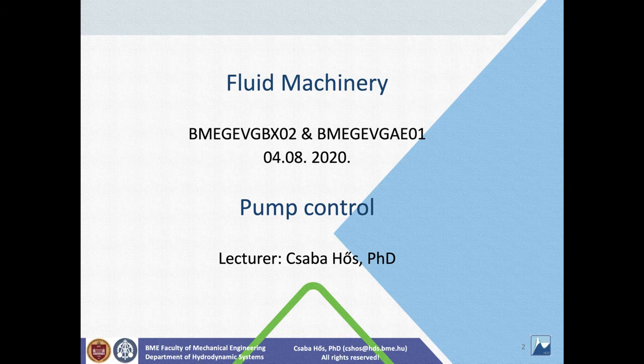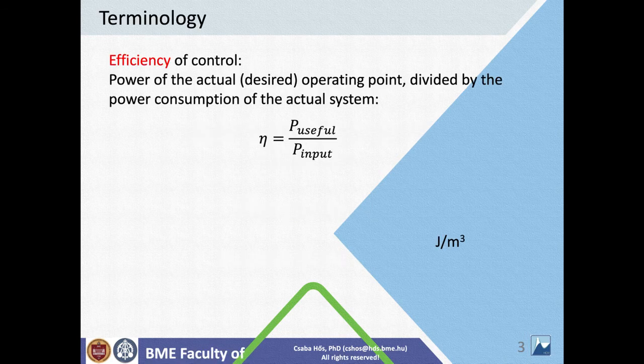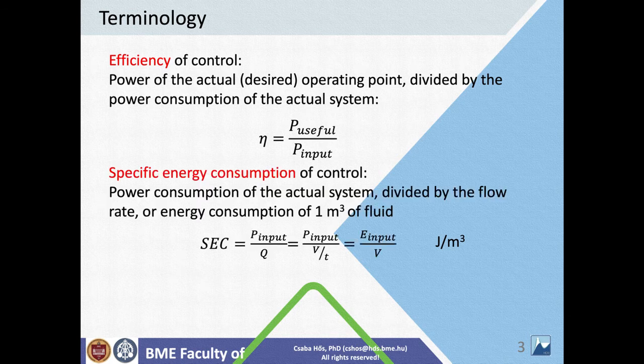Okay, so pump control. Before we go into control, I would like to define two things: efficiency of the control and specific energy consumption. Efficiency is useful power divided by input power, as always. Now, in the case of the control, this also holds, but it needs a little bit of explanation.